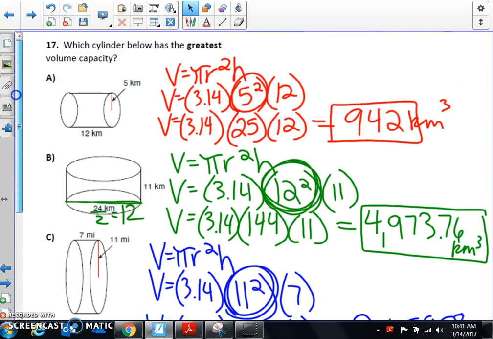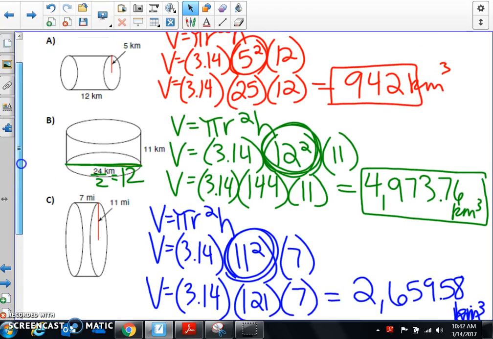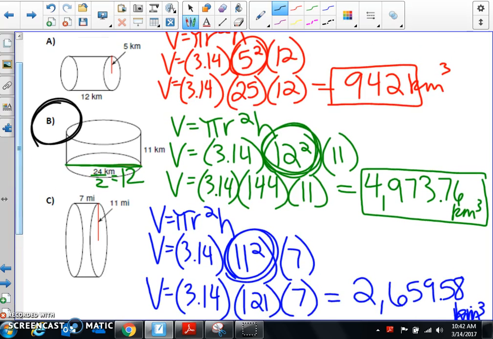So then I go back, I read the question. It says, which cylinder below has the greatest volume capacity? Well, boom. 4,973.76 is way bigger than the 2,000 or the 942. So my answer is B.